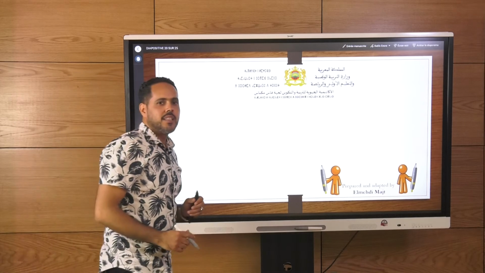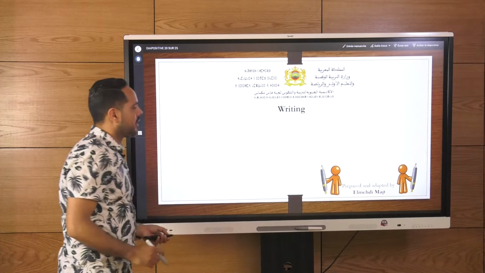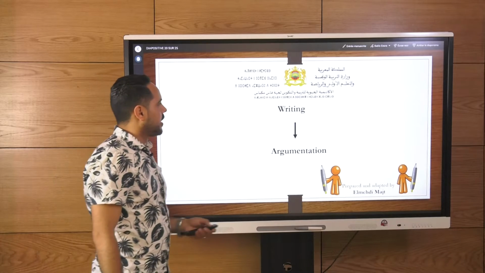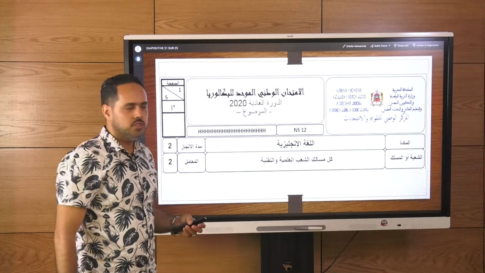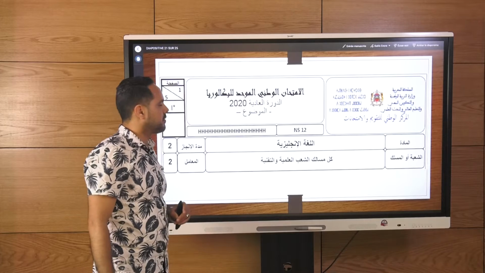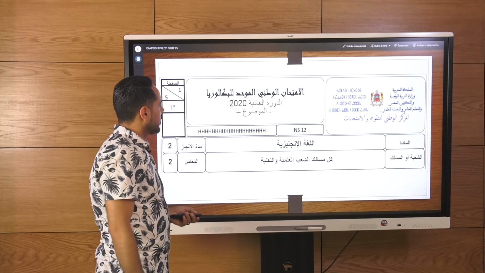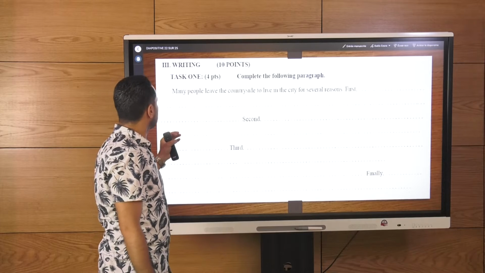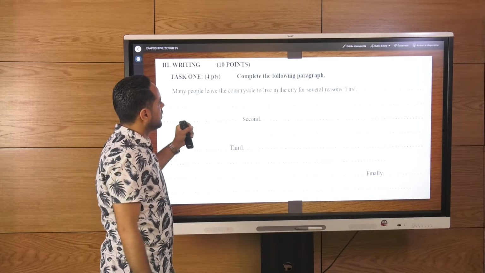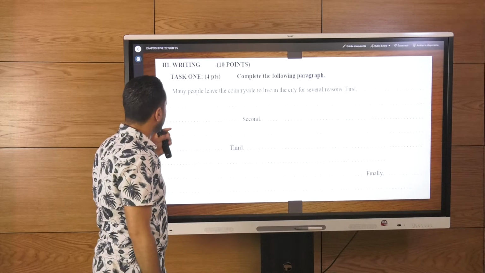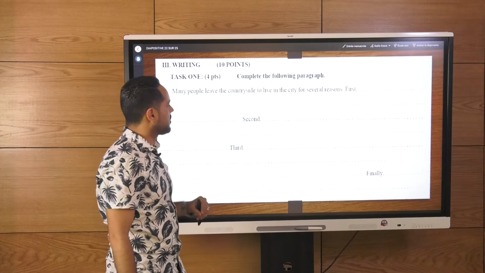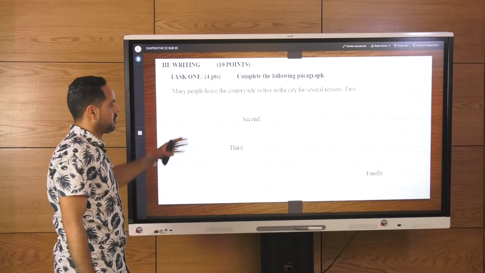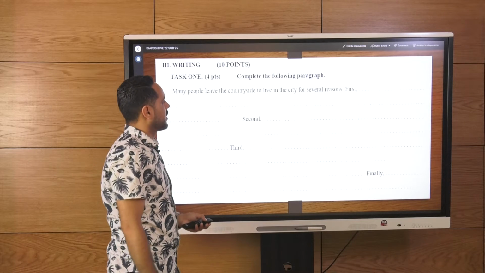Welcome back, everybody. In today's session we'll do writing and we'll discover argumentation. And we will base our lesson today on the national exam of 2020. In this exam there was a question which is the following. Complete the following paragraph. Many people leave the countryside to live in the city for several reasons. So we should complete this paragraph.